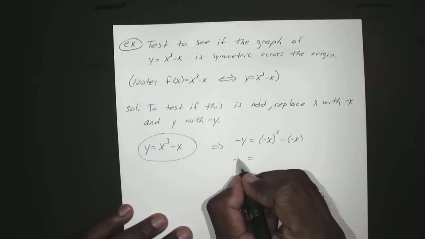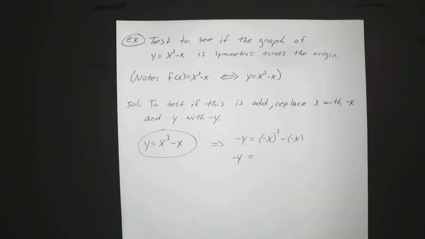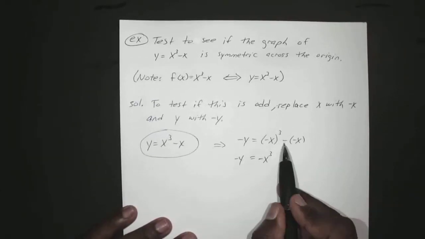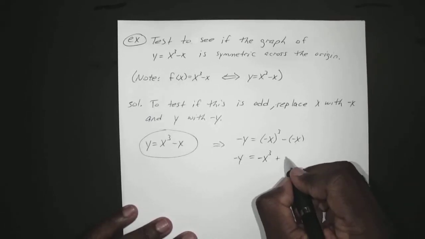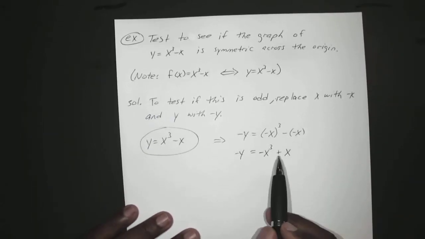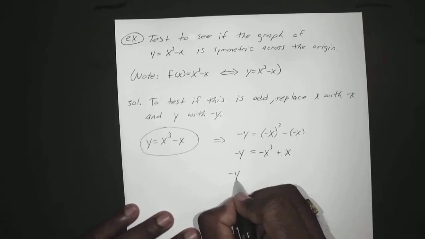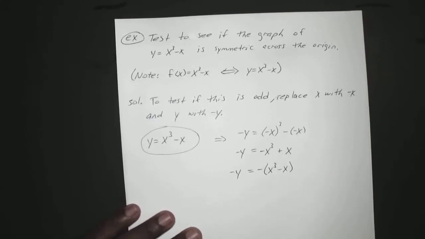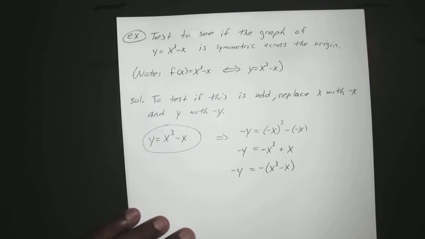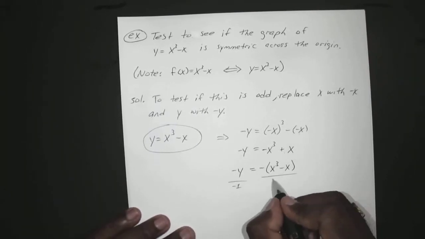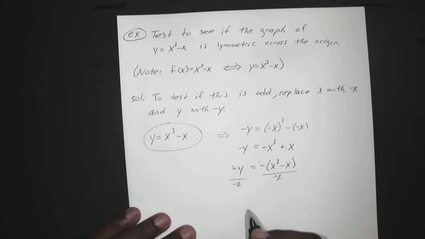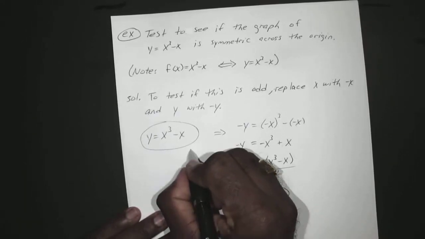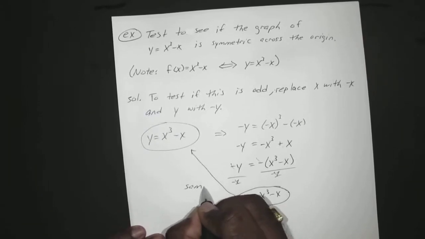So we end up with negative y equals negative x times negative x times negative x, which is just negative x to the third. Negative times negative is positive, so we have plus x. But if we factor a negative out of those two, you have negative y equals negative x to the third minus x. If we multiply both sides by negative 1, the negatives cancel out. So we end up with y equals x to the third minus x. So they're both the same.